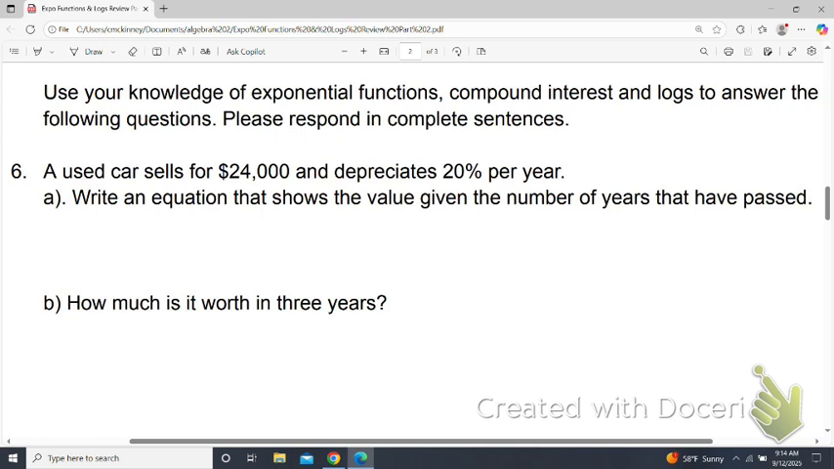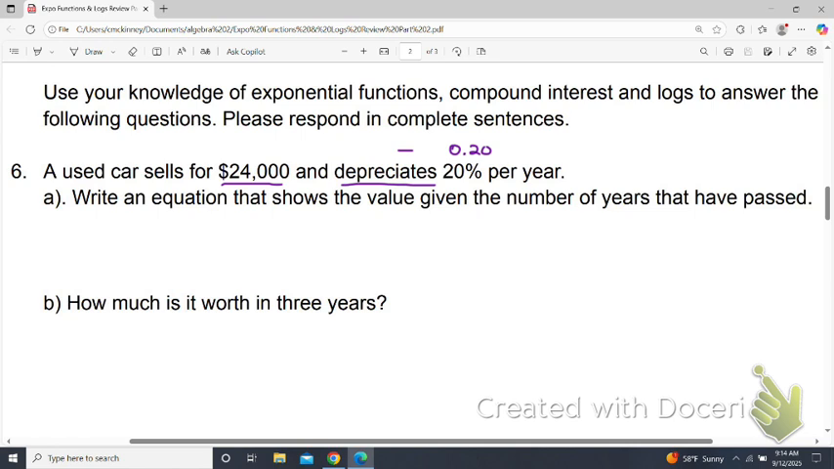All right, so here we're just writing an equation. At this point in A, we have a used car selling for $24,000. So this would be our initial amount. And it depreciates. So the value is going down 20% each year. And remember, 20%, 0.20 when I change it to a decimal. It's going to move 2 places to the left, or you could say divide it by 100.